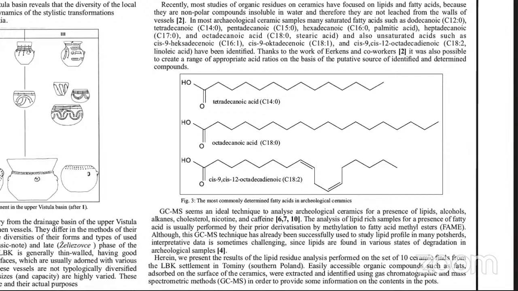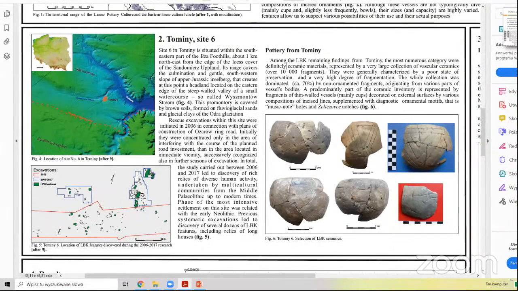Which is one of the most commonly used analytical methods to identify organic compounds within archaeological potsherds. Site 6 in Tominy is situated within the southeastern part of the Ilża foothills, about 1 kilometer northeast from the edge of the loess cover of the Sandomierz Upland. The excavation of the site carried out between 2006 and 2017 led to the discovery of rich relics of diverse human activity undertaken by multicultural communities from the Middle Paleolithic up to modern times.